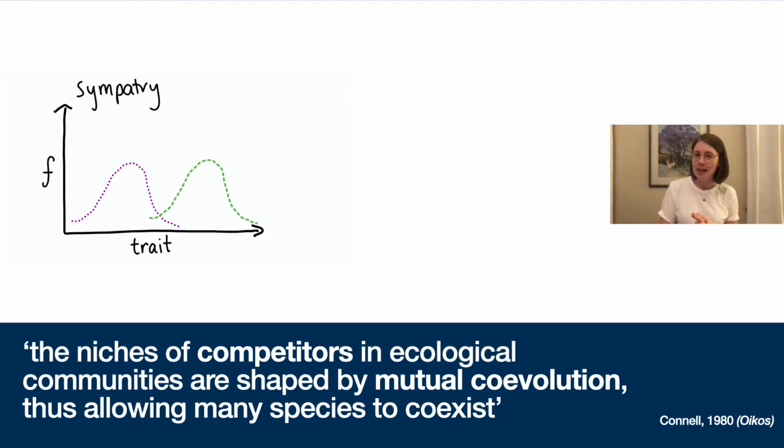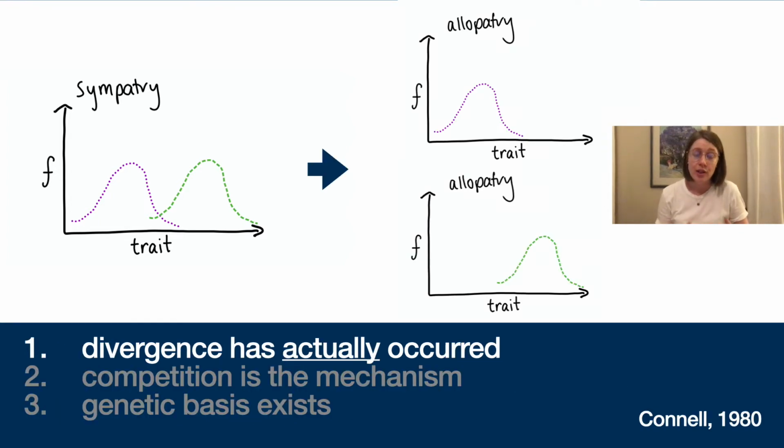Joseph Connell claimed that while it was common to explain the presence of species with divergent resource utilization curves as the result of coevolution and competition, true coevolutionary divergence of competitors is actually much harder to demonstrate than at first it might seem. Connell argued that there are three criteria that need to be fulfilled before we can conclude that competition is what has driven coevolutionary specialization.